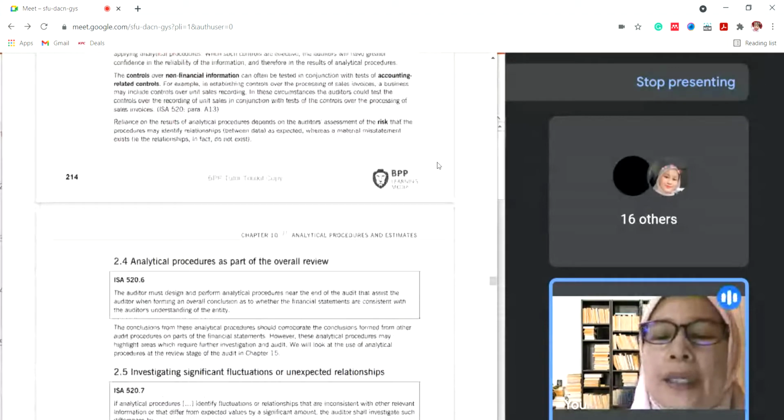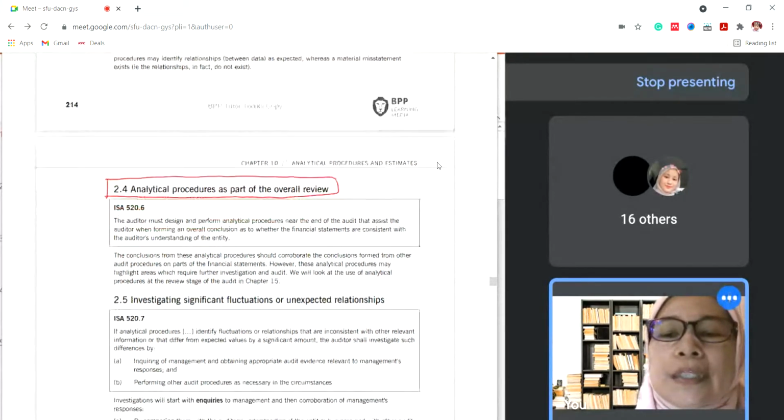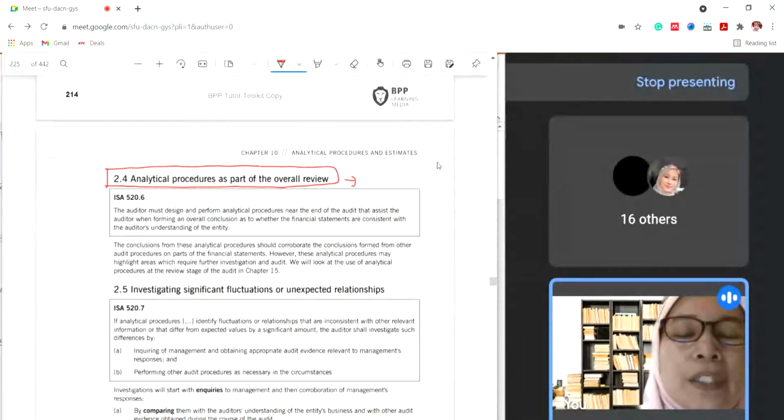Okay, and the last one is analytical procedures as part of the overall review. So this is at the last stage, okay, at the overall review before the audit report come up.